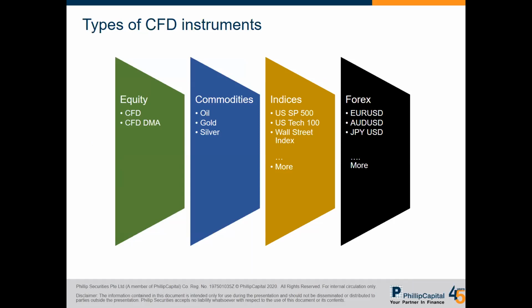Okay, so these are the different types of CFD instruments. We have equities, where we offer CFD and CFD DMA. We have commodities, which are mainly oil, gold, silver. Indices are like S&P 500, US Tech, Wall Street Index, and many more. There are even mini contracts for indices.